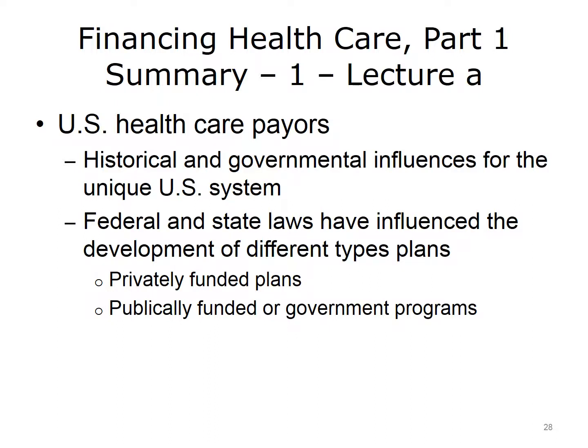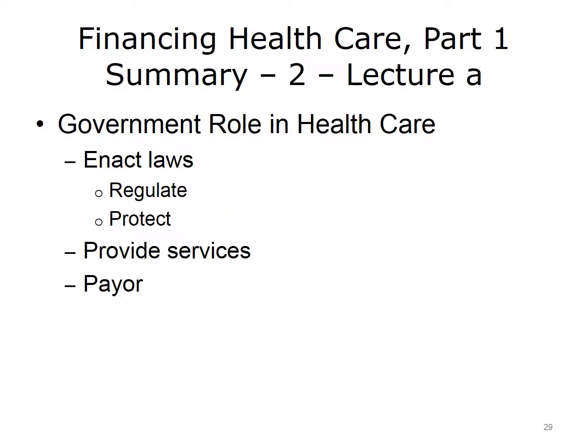In summary, the current system of healthcare payers in the U.S. developed as a result of historical and governmental influences. One of the main types of health insurance is the privately funded plan, which can be broken down into state-licensed insurers and self-funded, employer-sponsored plans. The other main type of health insurance comes from publicly funded or government programs. The government has three roles in healthcare: to pass laws that ensure fair competition and protect the public, to provide healthcare services, and to pay for services.